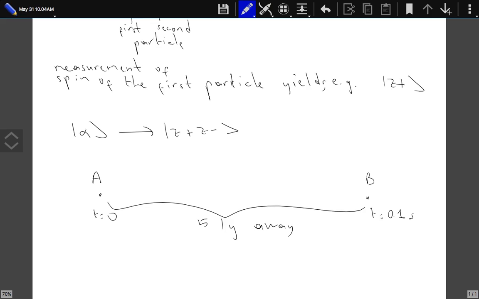Like, can we transfer information from point A to point B using this thing? Because we know that if you make a measurement in A and you know the outcome, then you know the outcome of the measurement at point B. So can we use this to transfer information?